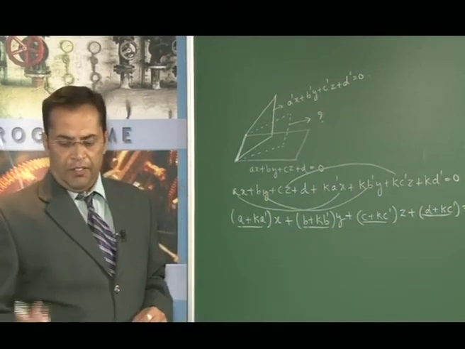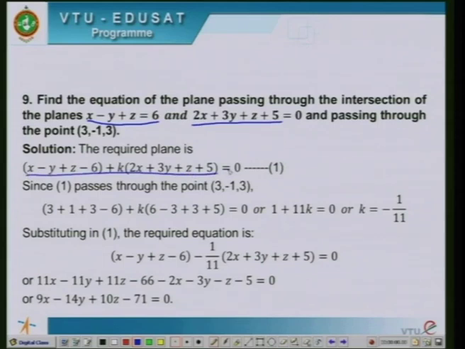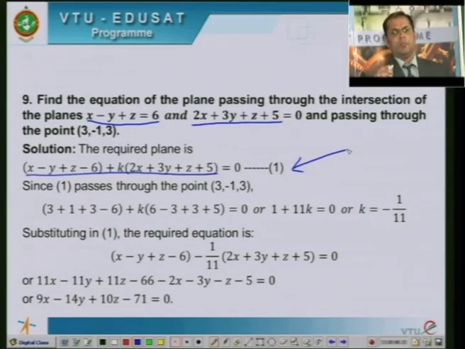So, the required plane will be x minus y plus z minus 6 plus k times 2x plus 3y plus z plus 5 equal to 0. We will call that equation 1. Now, how do you find k? To find the constant k, observe the condition given in the problem. The new plane passes through the point 3, minus 1, 3.